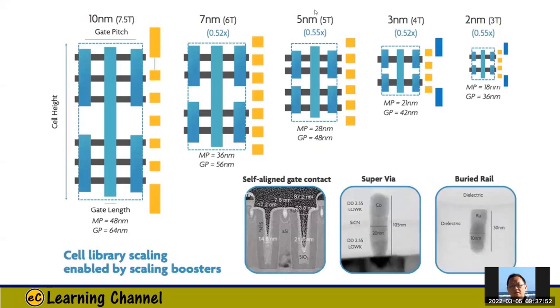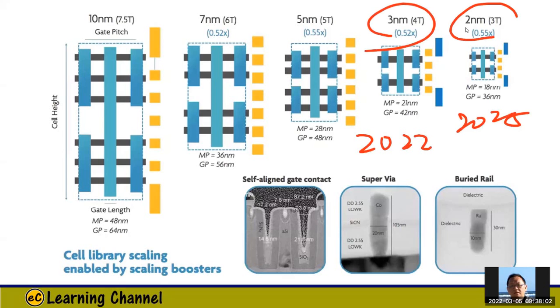So this year, 2022, we will see TSMC shipping 3-nanometer technology. In 2025, TSMC will ship 2-nanometer technology. So the computing power keeps growing, and the computing power will double over another 3 years.